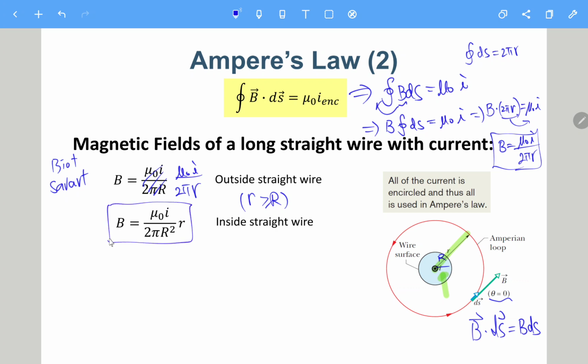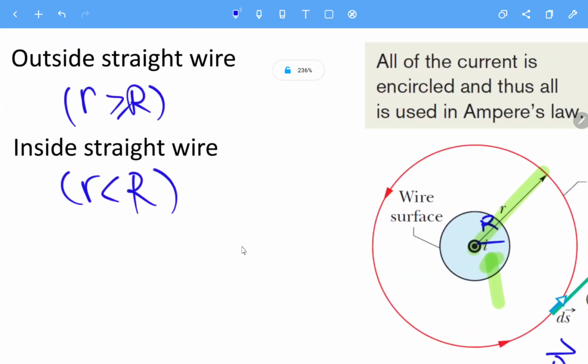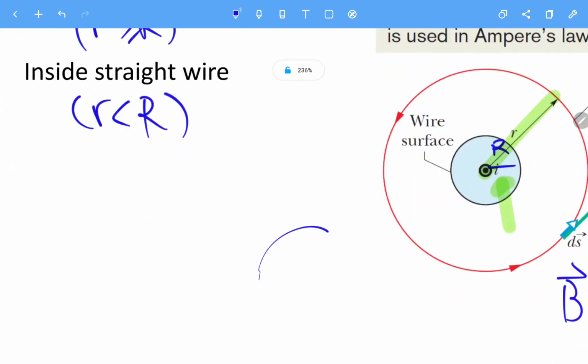this is also really important. I hope you know how to derive it. Okay, so here we try to consider the point inside the straight wire, which means that r is smaller than capital R. So in that case, let me try to draw this one. Okay, so this is capital R.